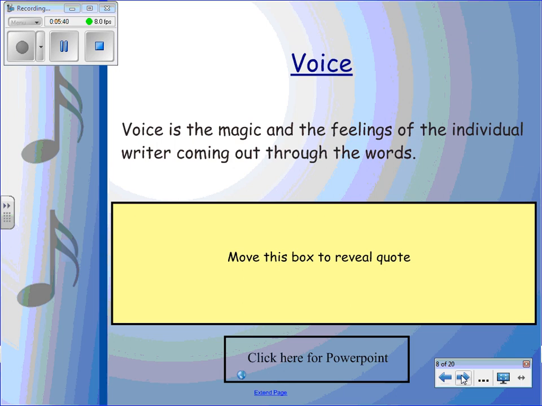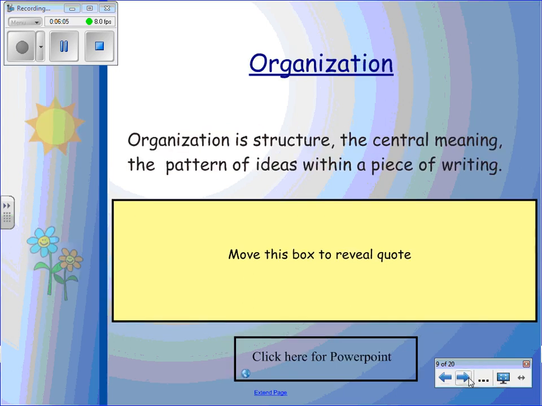Okay, but voice means that when a reader is reading it, they can hear the personality and the person behind the paper. Okay, that it's an individual writing it. And you almost want to read it out loud because it has so much voice. Okay, so that's voice, and it's the easiest one to conquer.